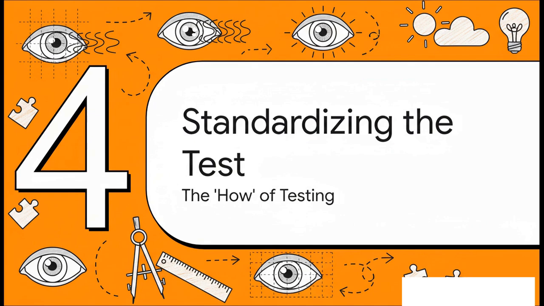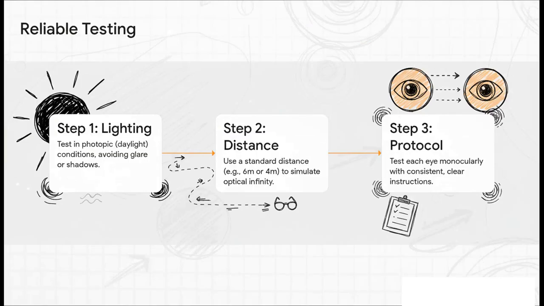So we've got the what, acuity, and contrast. But you know what? None of it means anything without the how. If you don't standardize the testing conditions, the results you get can be totally useless or, even worse, misleading. For a vision test to be worth anything, you need 3 things locked down. First, lighting. It has to be bright and even, basically like daylight, with absolutely no glare or weird shadows. Second, distance. It has to be precise. That 20 feet or 6 meters is there for a reason. And finally, you need a strict protocol. Test one eye at a time, cover the other one properly, and give the exact same instructions every time.